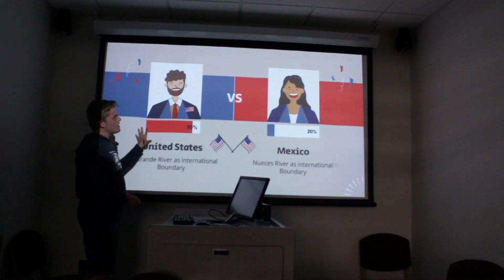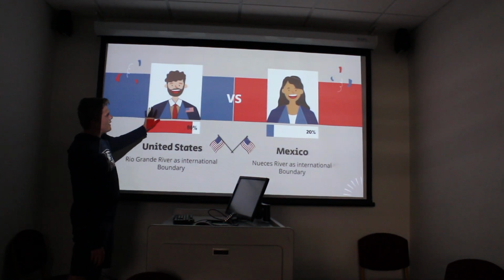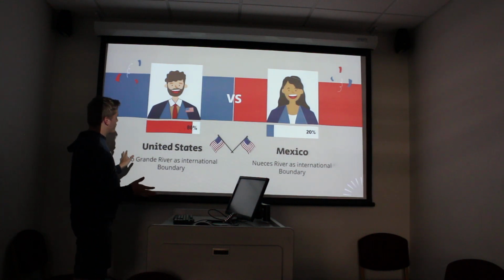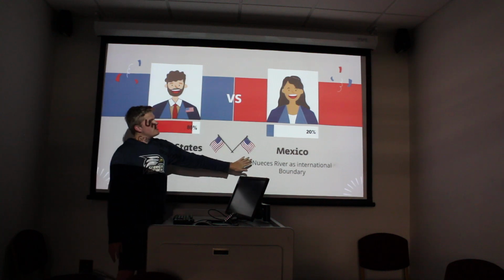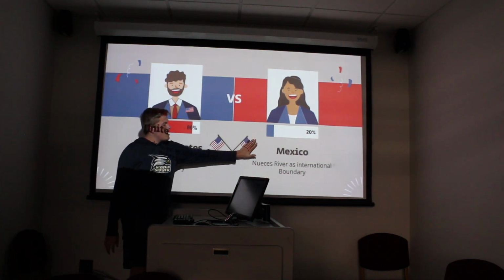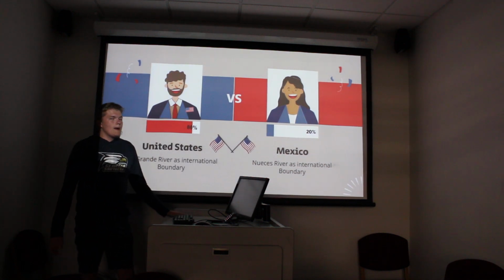So with our candidates, 80% of the candidates for the U.S. representatives believe that the Rio Grande River should be an international boundary, as we have 20% of American candidates that believe that Mexico is right and we need the Nueces River as an international boundary.